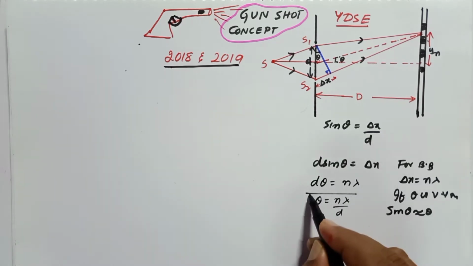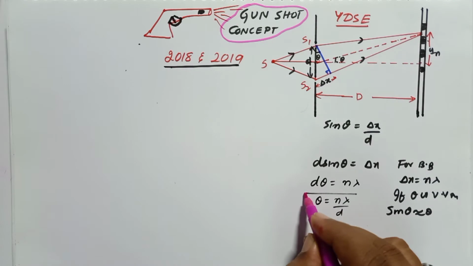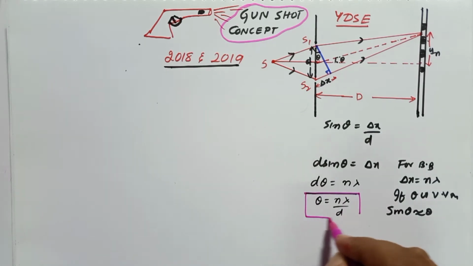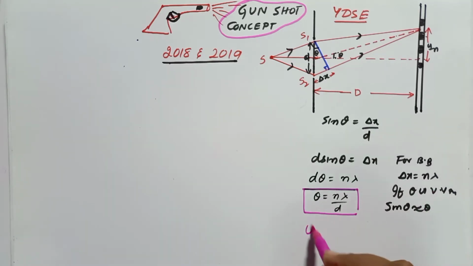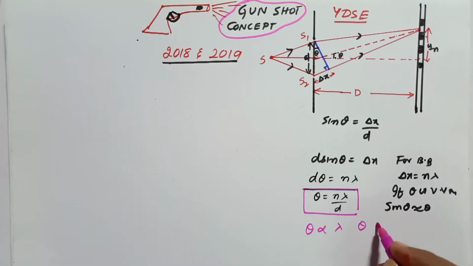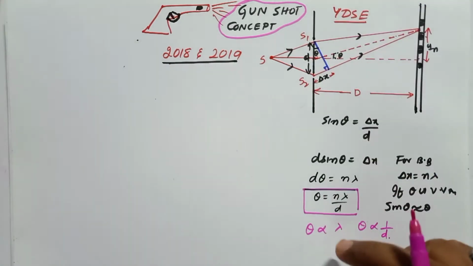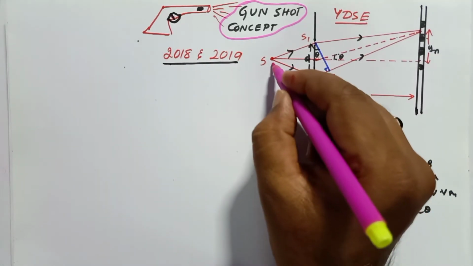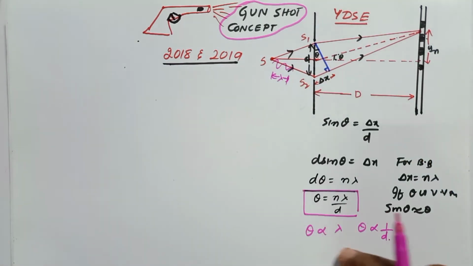So according to this concept, what are we going to get? If you apply that concept in doing the problems, with this formula you will understand one concept here. Theta is directly proportional to lambda, and theta is inversely proportional to d. Here d means the distance between the two slits, whereas lambda is the wavelength of the wave coming from the source.